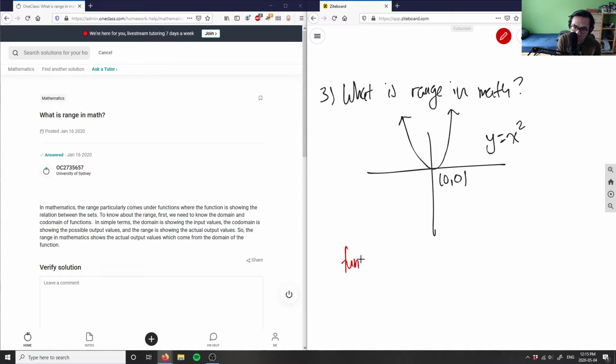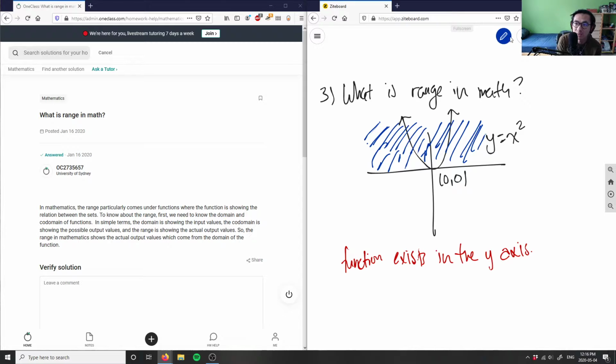So the function exists in the y axis here, or where does my function exist, right? As you can see here, I'll do some blue. My function exists only when it's above 0 here, right? Because my function exists here and here as well. But as you can see, my function does not exist in this region. The vertex of my parabola here is already 0, 0. So therefore, my function does not exist when it's below 0.